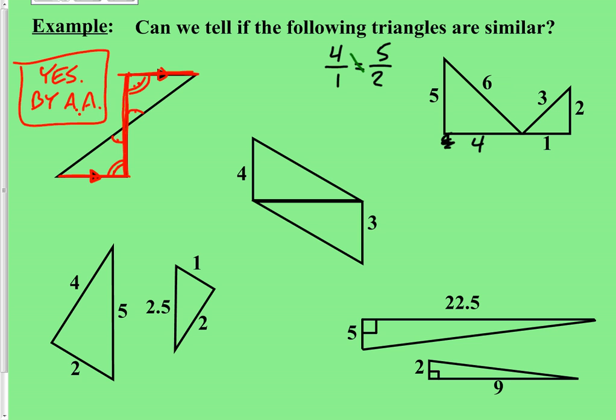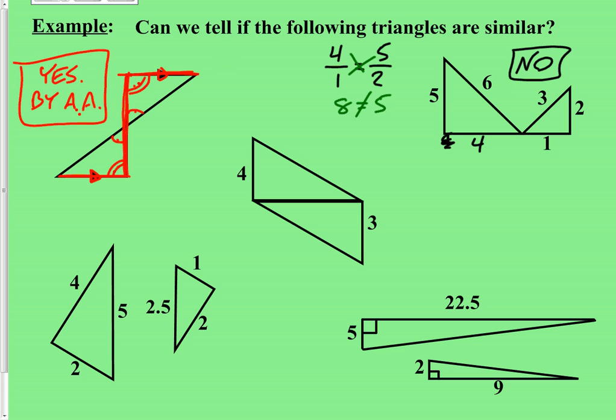4 times 2 is 8. That needs to equal 5 times 1, which is 5. Does 8 equal 5? 8 does not equal 5. This proportion is not true. What that means is we do not have any angle information, and the side information is not working out. So we would be forced to say that these triangles are not similar.